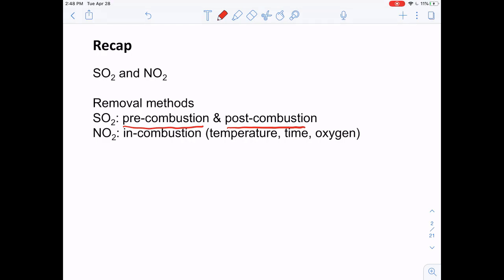And in terms of nitrogen dioxide, we introduced a method which is happening in combustion. We introduced that the higher the temperature, the higher the residence time, and also the higher the oxygen content will lead to more nitrogen dioxide formation. That's why we will modify the combustion method. We introduced a method that's called overfire combustion. So basically, overfire air during the coal-fired combustion can control the NOx formation.